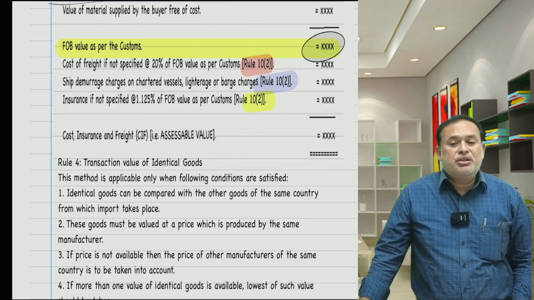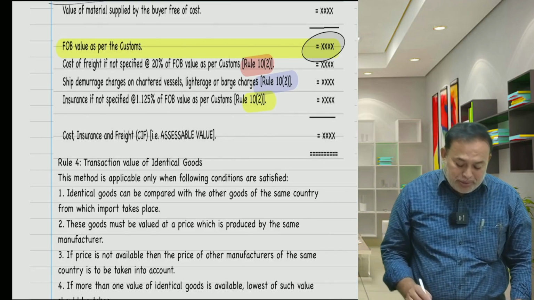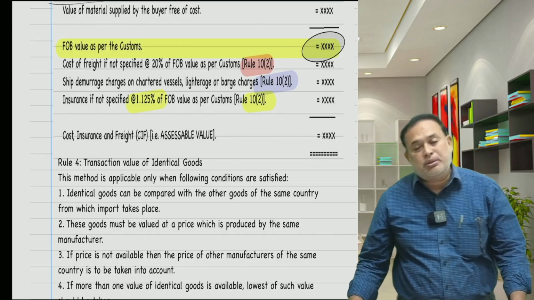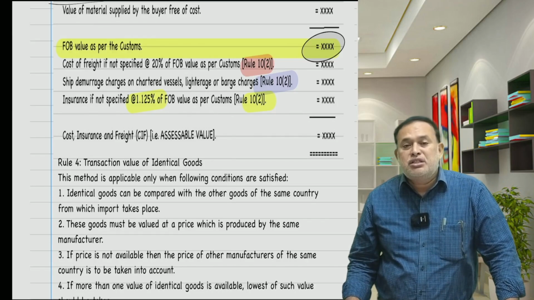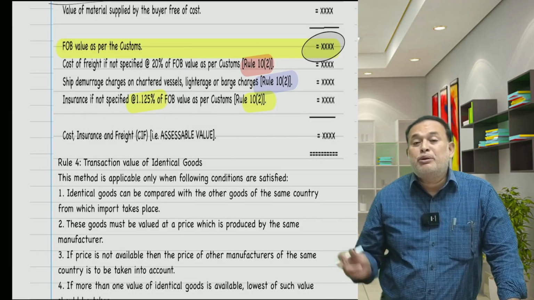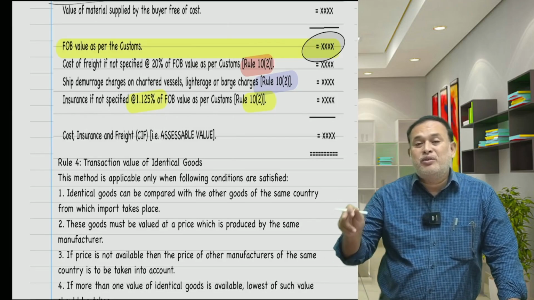Sir, insurance at the rate of 1.125%. At the rate of 1.125% on FOB value of customs. Sir, ship demurrages, which is pre-shipment, form part of rule number 10(2) expenditure, not rule number 10(1) expenditure.